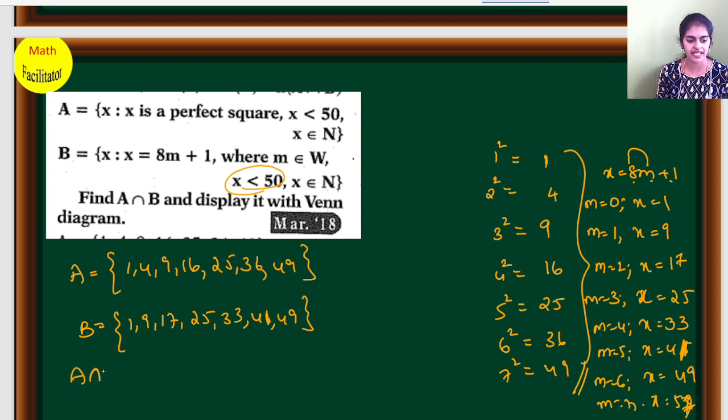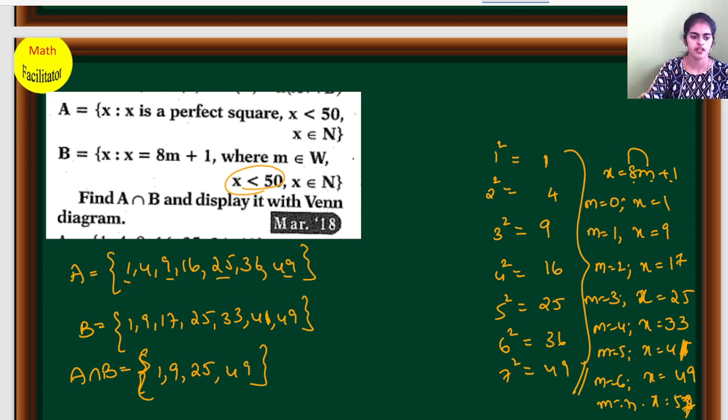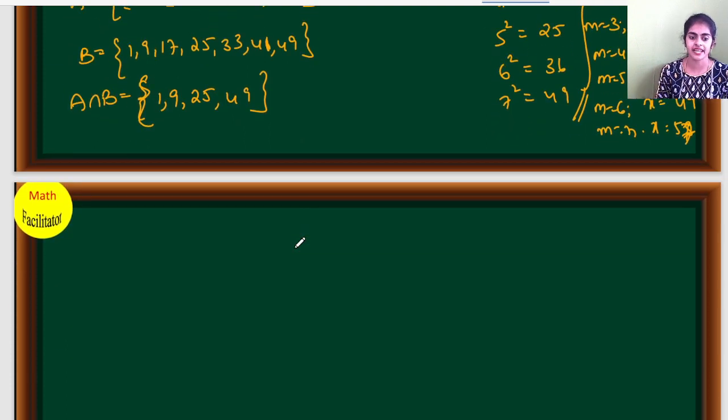Okay, so you have to find A intersection B. A intersection B is 1, 9, 25. Only the common elements. Check only the common elements. 49. Okay, so 1, 9, 25, 49. These are the common elements. And you also have to draw a Venn diagram for this.